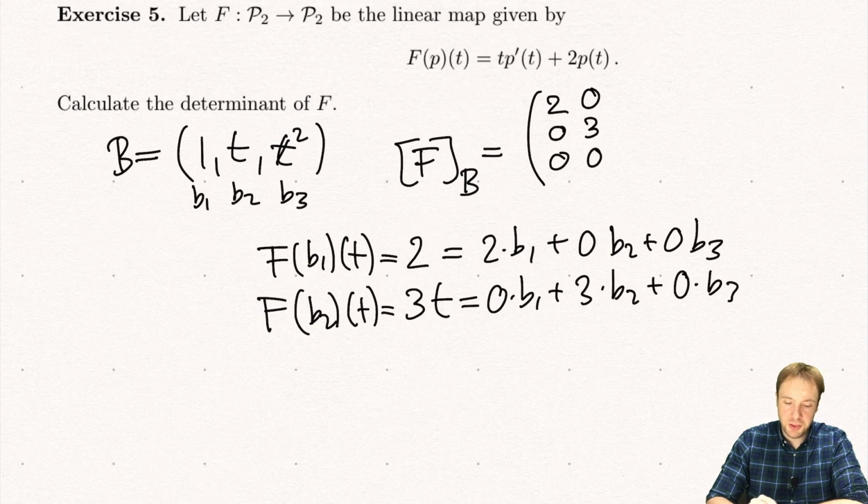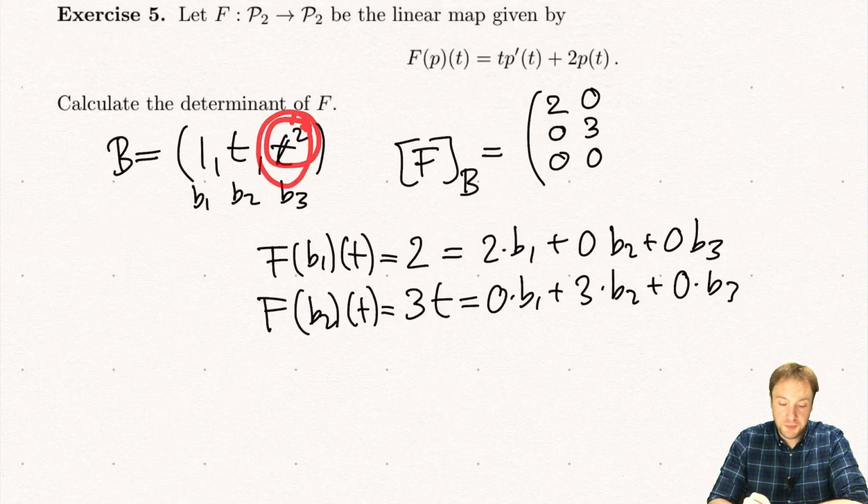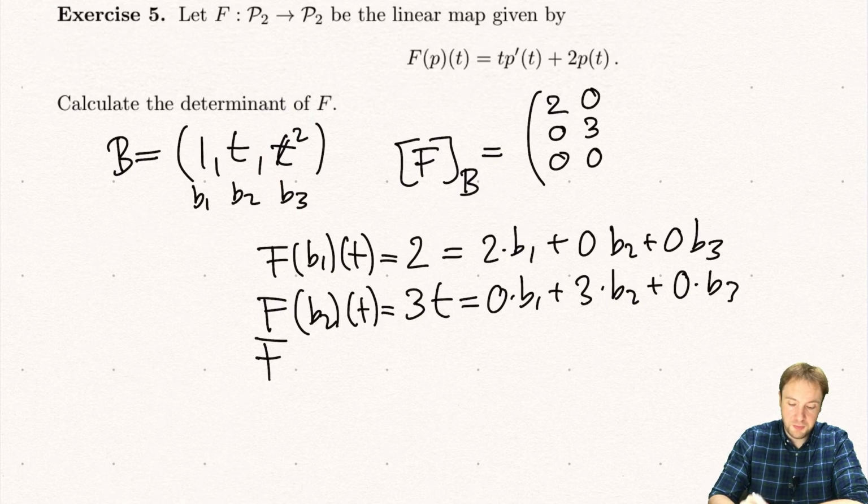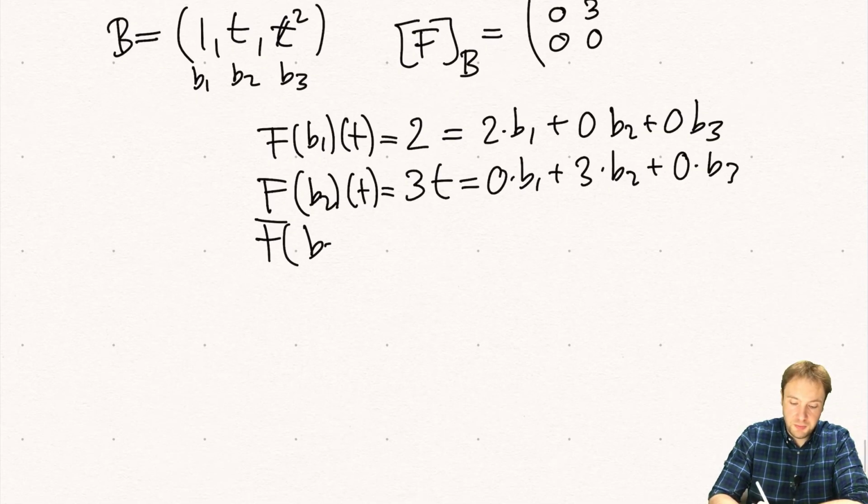And also similarly, you can check what is f of b3, where you take t times the derivative of this. The derivative of this is 2 times t. So let's write this down. B3.